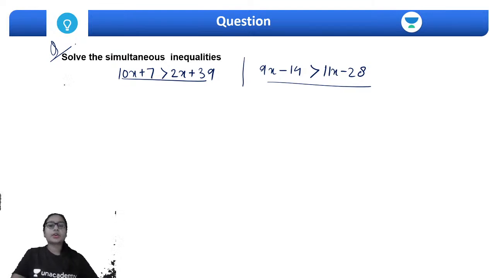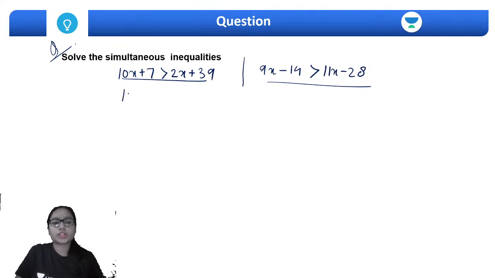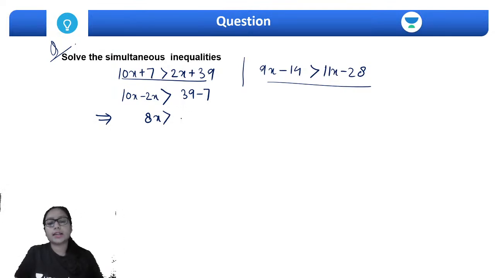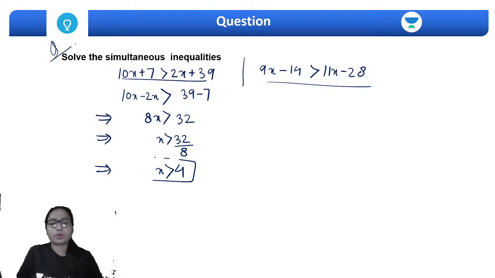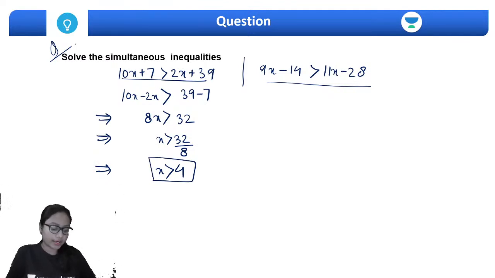Okay, let us try to solve the first inequality now. From here I'll bring the variables on one side of the equation. This will be 10x minus 2x is greater than 39 minus 7. So 8x is greater than 32. So I have x is greater than 32 by 8. Therefore x is greater than 4. This is the first inequality. Yes, Asim, your answer is correct. Please solve the second inequality and tell me what would be the answer.